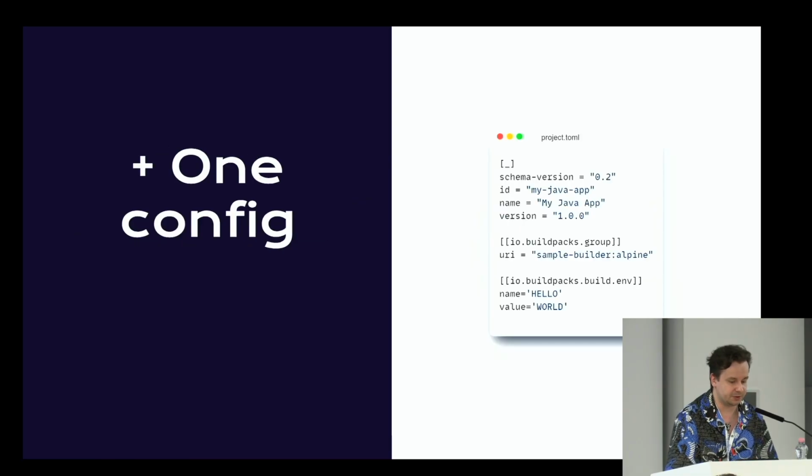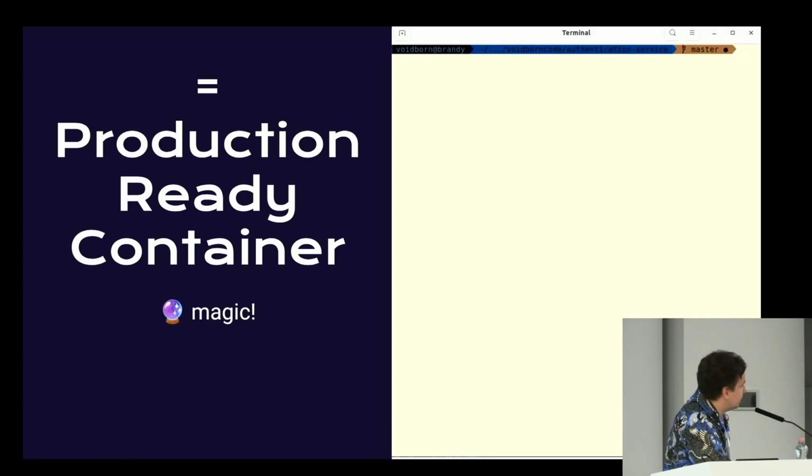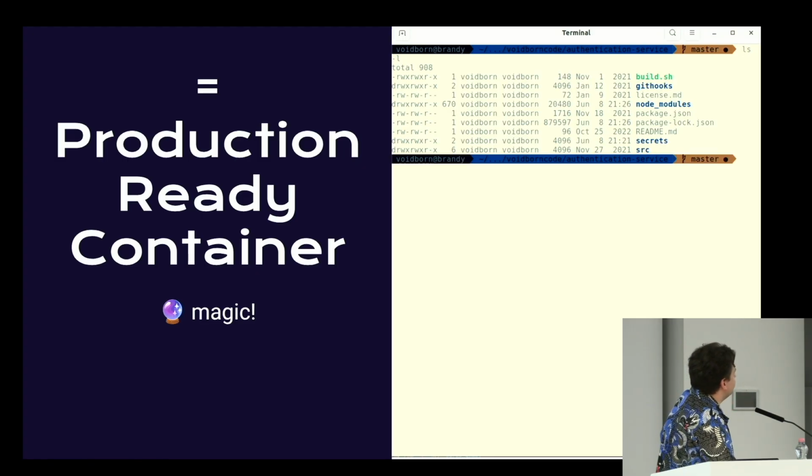This command can be even shorter if you use one config that's mostly just metadata with, at the bottom, the environment variables to control the building process, if you need those. And at the end, it's a production-ready container with all the good practices and all the checks in place. It looks like magic, and it is a bit of magic. And I will show you here the project. So I have here a Node.js project that's downloaded from some repo. It doesn't have any Dockerfile, but it's clearly seen it's Node.js because of the package.json.